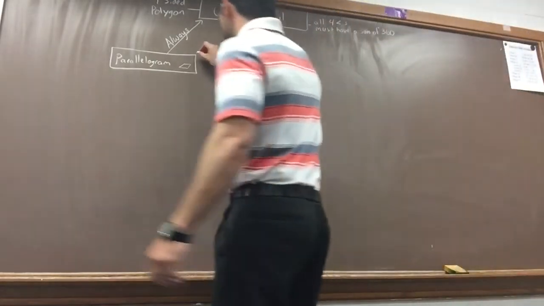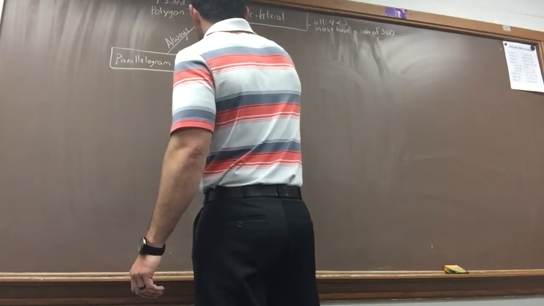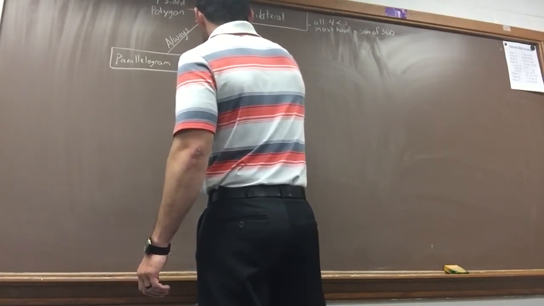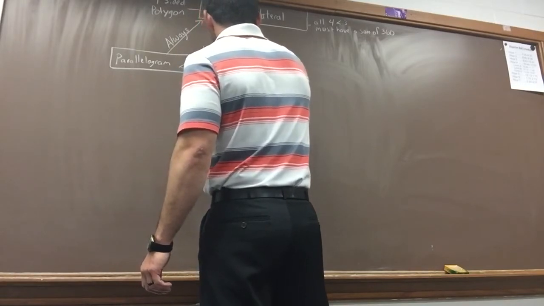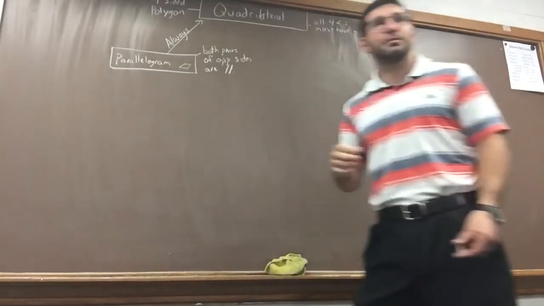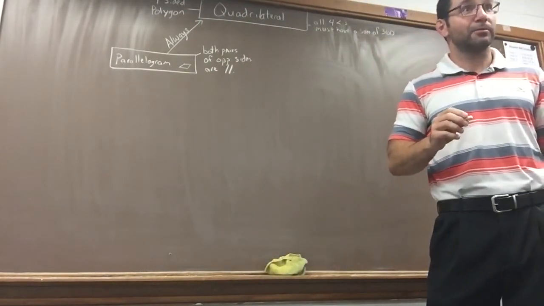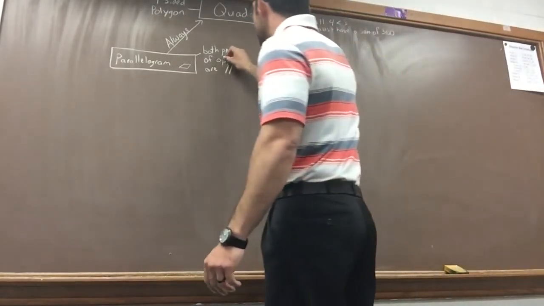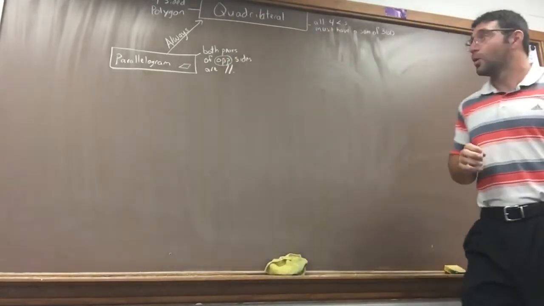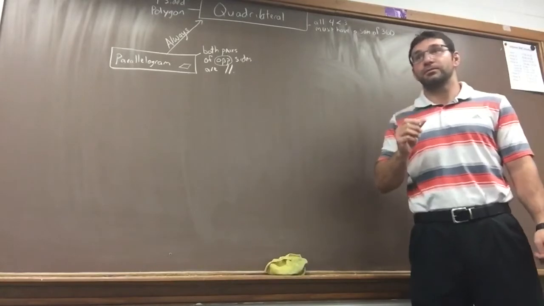Very good. Now, I'm going to add a little word here. Both pairs of opposite sides are, and then we've got that funny slanted lines like that, are parallel. Now, the word I'm going to circle here is opposite. What else do we know? So we know both pairs of opposite sides are parallel. What else? Emma.